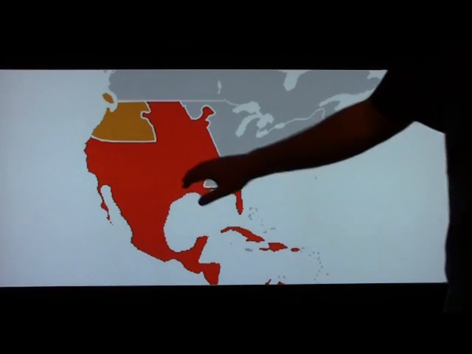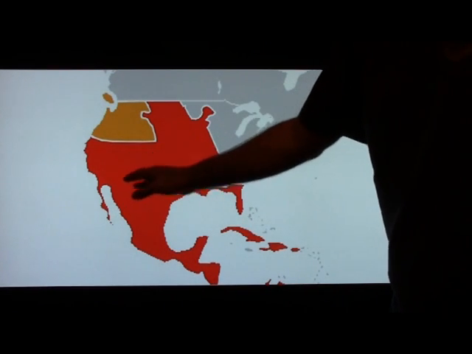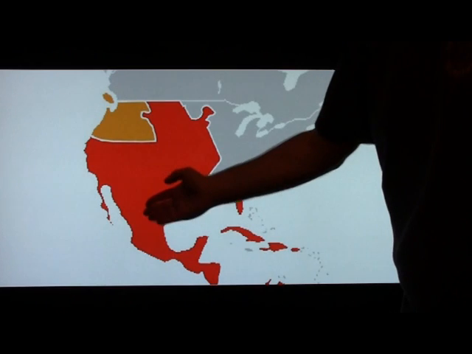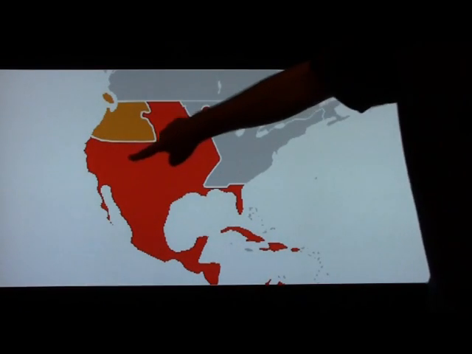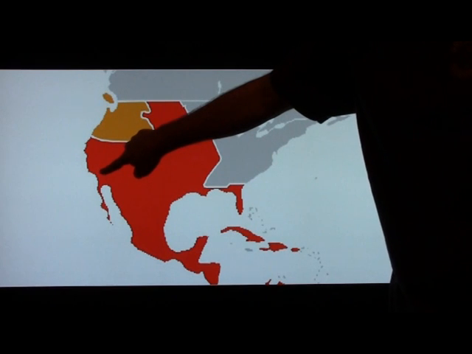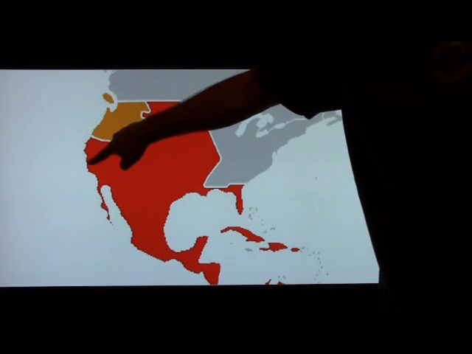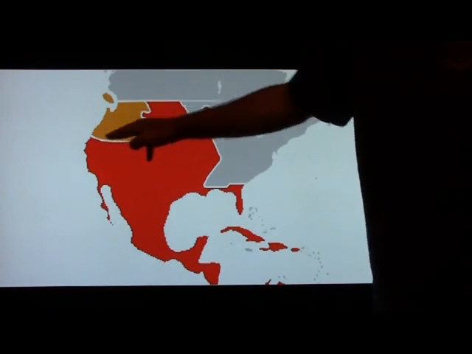So Texas, New Mexico, Arizona, and California. And you can see how far they came up, all the way to the northern boundary of California. So Los Angeles would be about right here. San Francisco would be about right here, but Spain came all the way up to here.